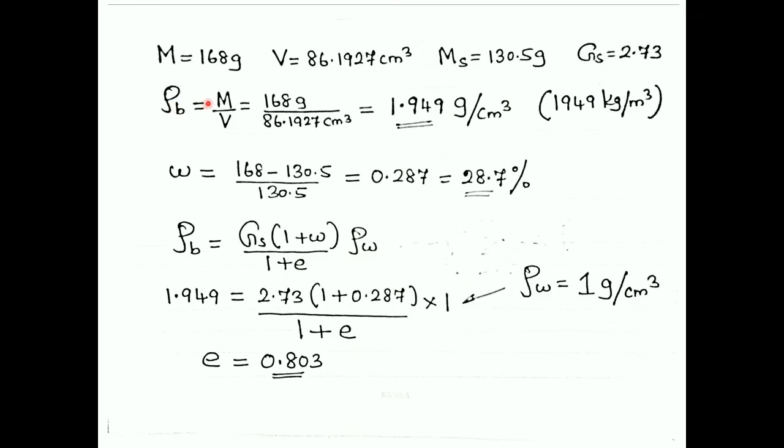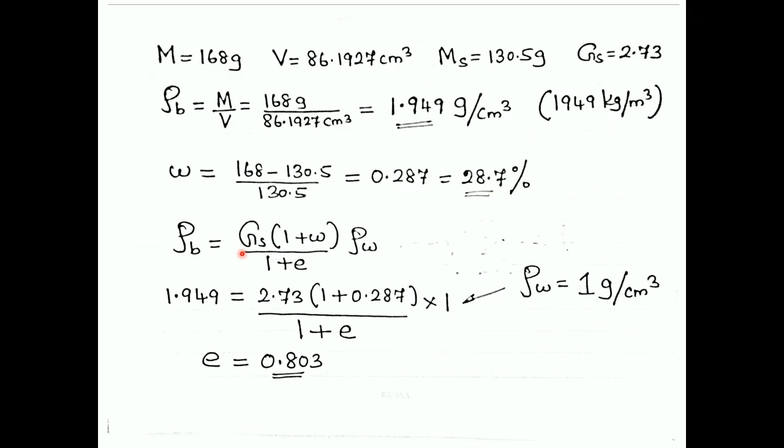Bulk density is equal to total mass over total volume. Total mass, this one. Total volume, this one. This unit is gram, this unit is centimeter cube. Then 1.949 gram per centimeter cube, or 1949 kilogram per meter cube. Water content is equal to 168 minus 130.5 over 130.5, which is 0.287, or 28.7%.